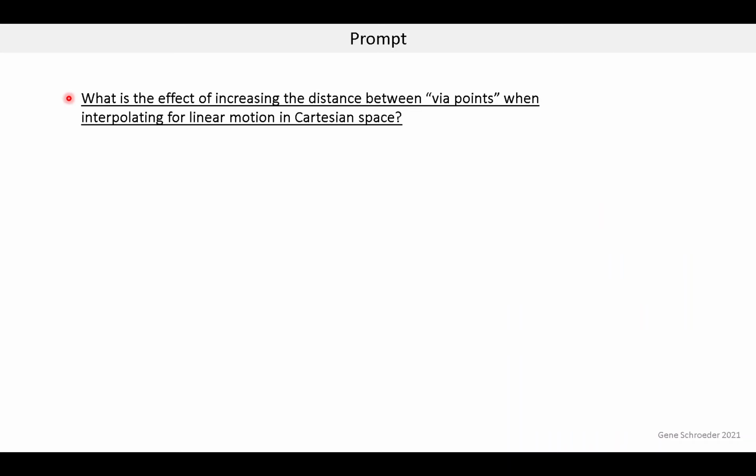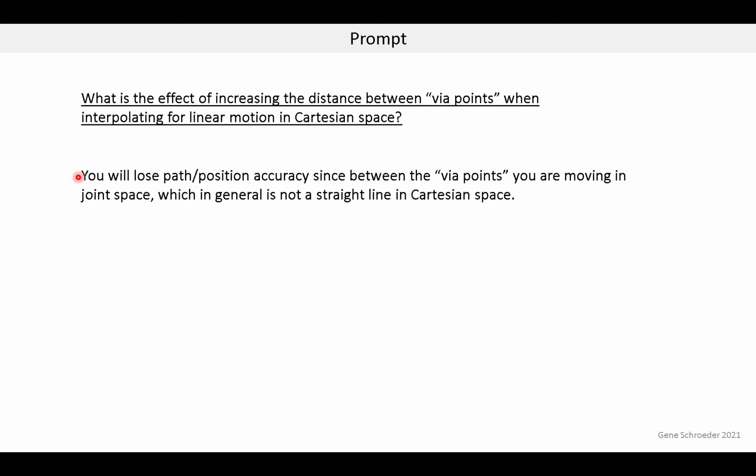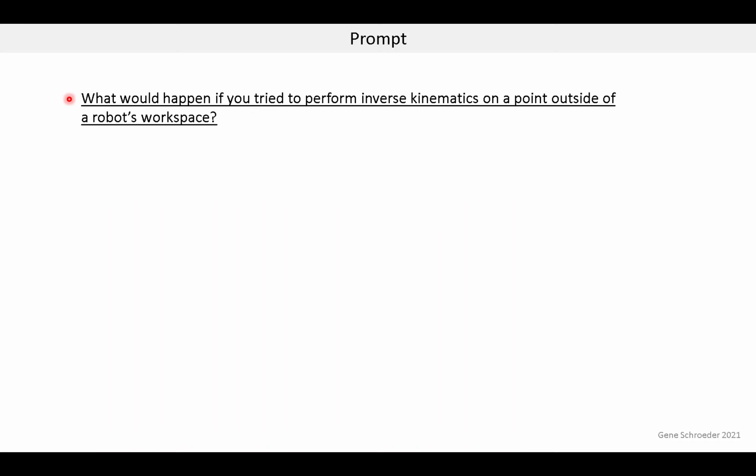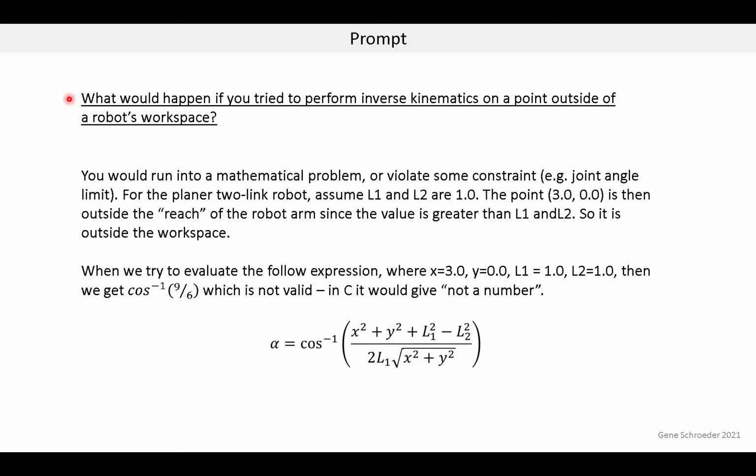What is the effect of increasing the distance between via points when interpolating for linear motion in Cartesian space? Well, you'll lose path or position accuracy, since between the via points you are moving in joint space, which in general is not a straight line in Cartesian space. What would happen if you tried to perform inverse kinematics on a point outside a robot's workspace? Well, you would either run into a mathematical problem or violate some constraint, such as a joint angle limit.